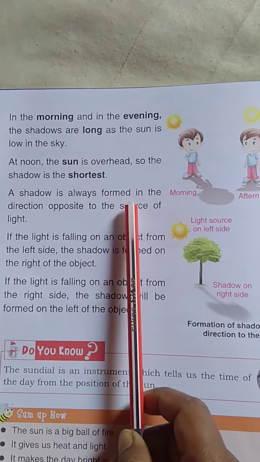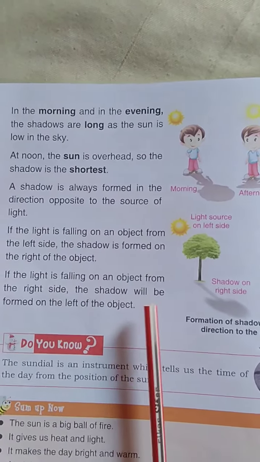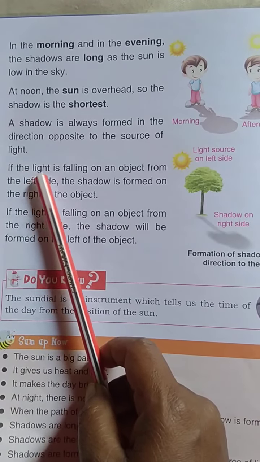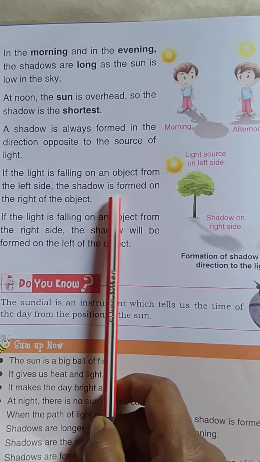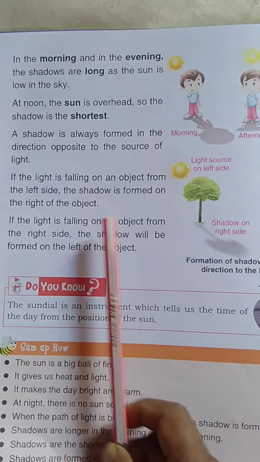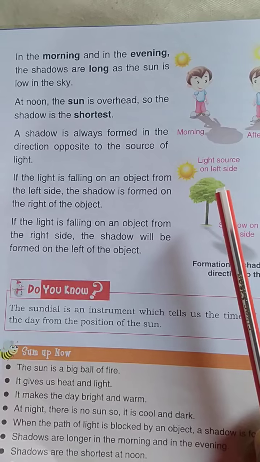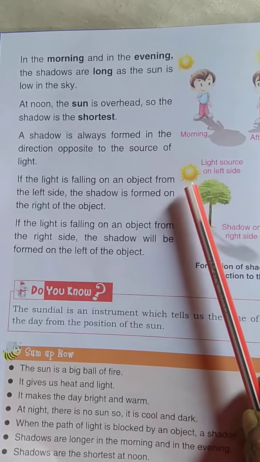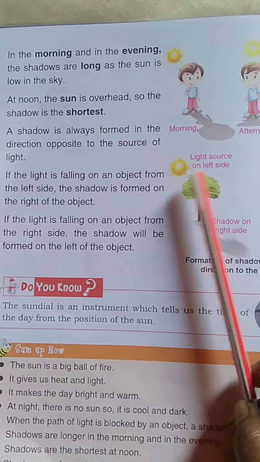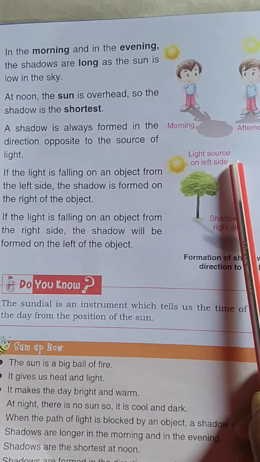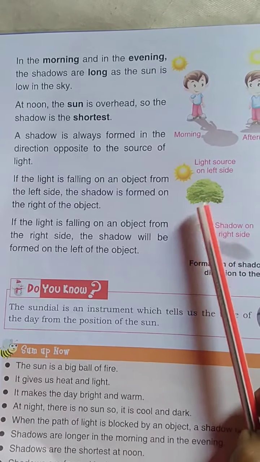A shadow is always formed in the direction opposite to the source of light. If the light is falling on an object from the left side, the shadow is formed on the right side of the object. If the sun is on this side, right side, then our shadow will come left side. So always it is the opposite direction.